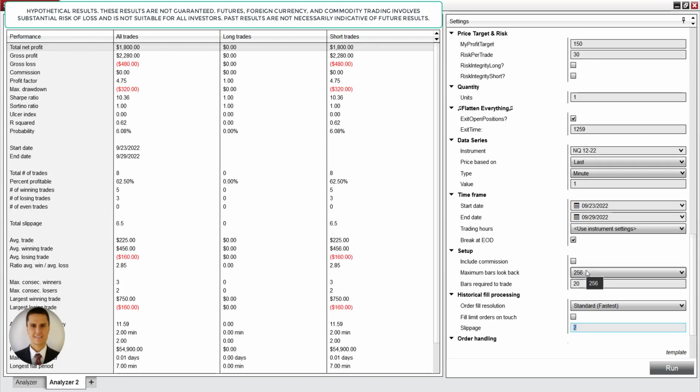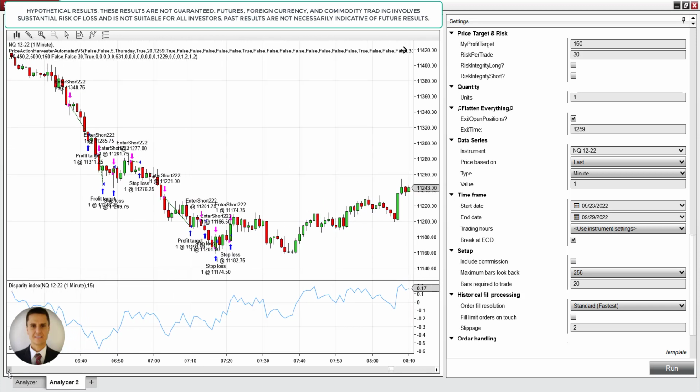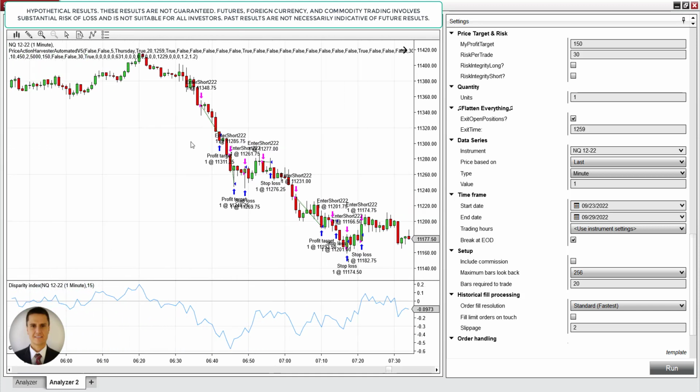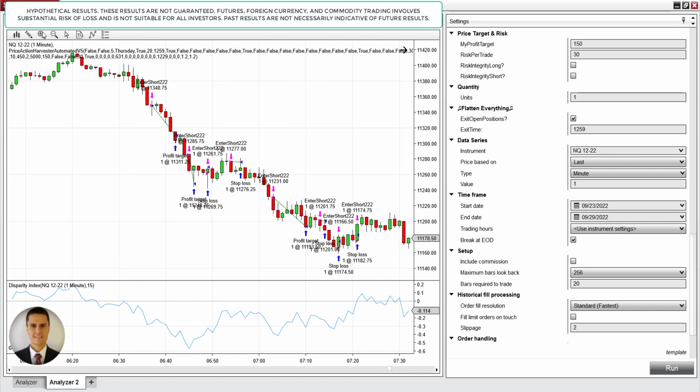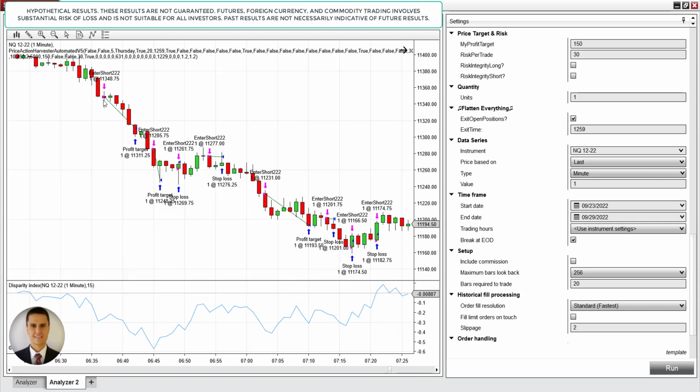Okay, so as you mess with these numbers, let's take a look at the chart to see what happened. Let's just go here. So it started looking for trades. Let me zoom this for you. More. Okay, well, let's do more. Okay, so it went short here.